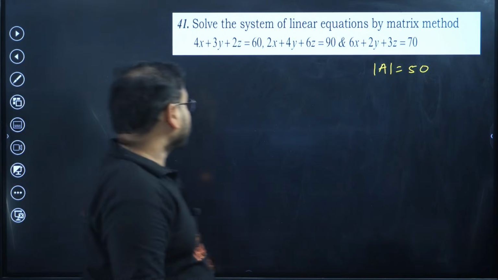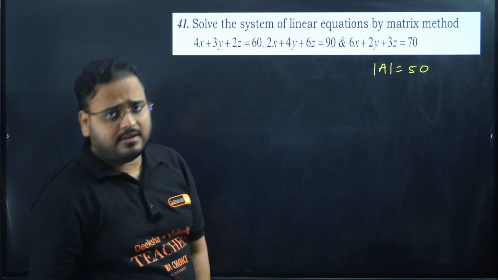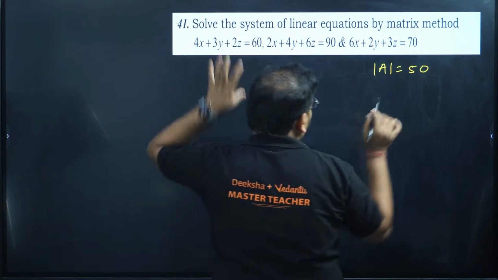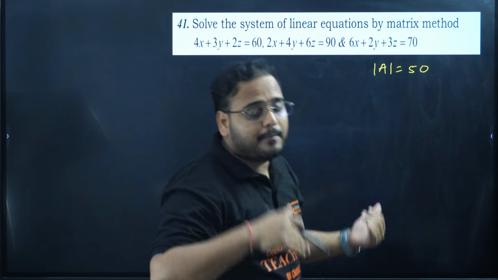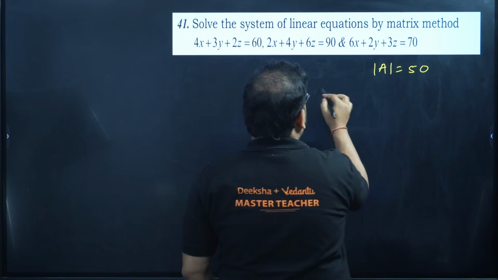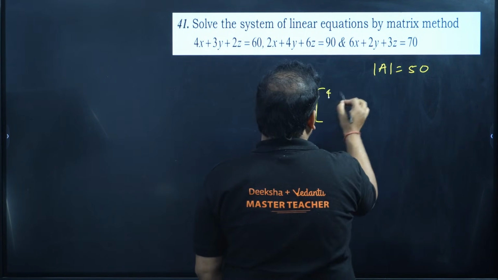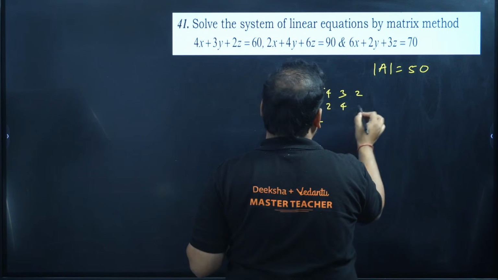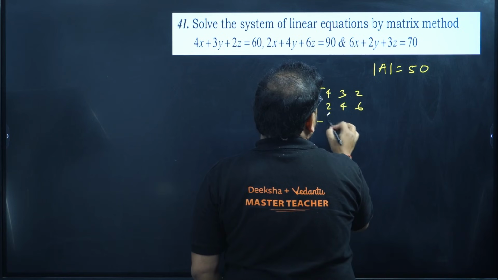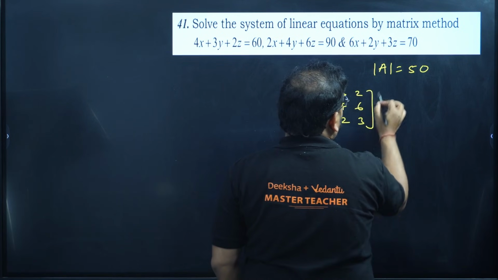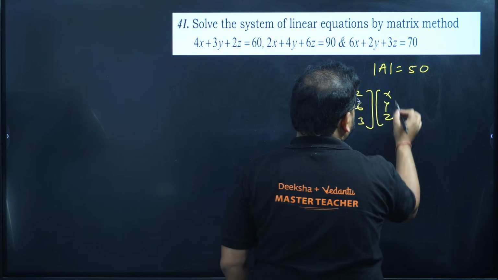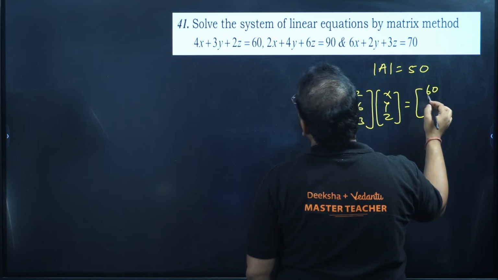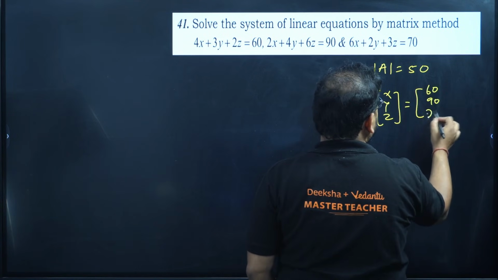Question 41. Solve the system of linear equations by matrix method. Let's find the matrix form of the equations first. So we have to make the matrix of coefficients first. Okay, so let's do that. We'll have over here 4, 3, 2. First one, 2, 4, and 6. We have 6, 2, and 3. The variable matrix will be x, y, and z, and this will be the constant matrix: 60, 90, and 70.